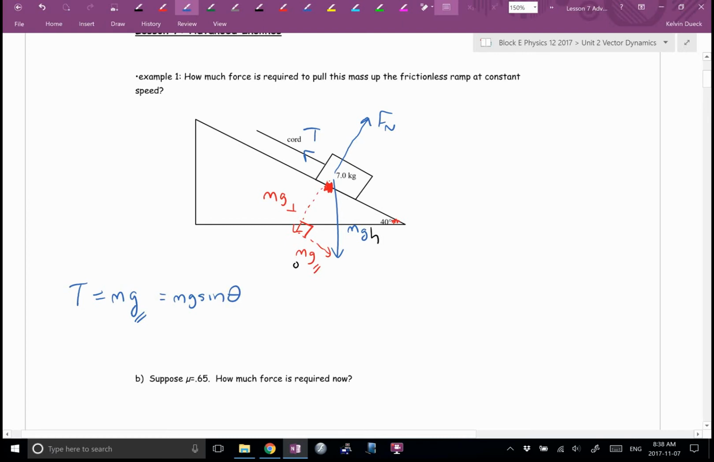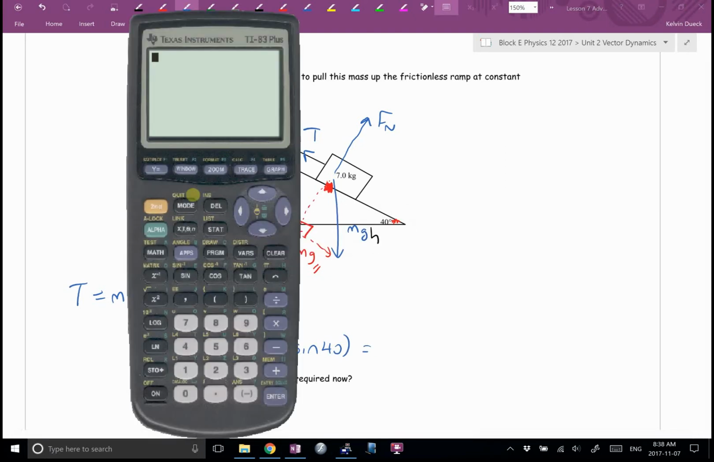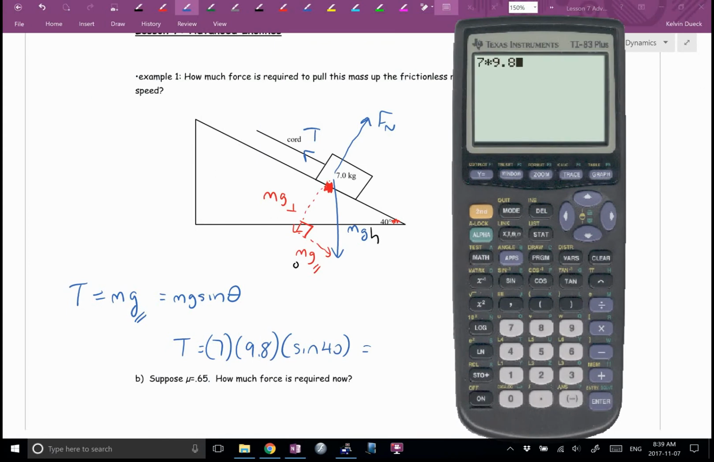Does the m cancel in this one? No. And it shouldn't. It seems to me it would be tougher to pull a larger mass up a hill at a constant speed. It shouldn't cancel here. So tension is going to be 7 times 9.8 sine 40. What do we get? Seven times 9.8 sine 40. 44.1 newtons.